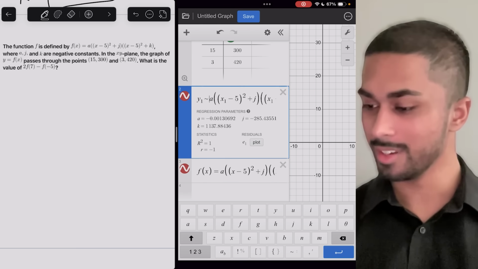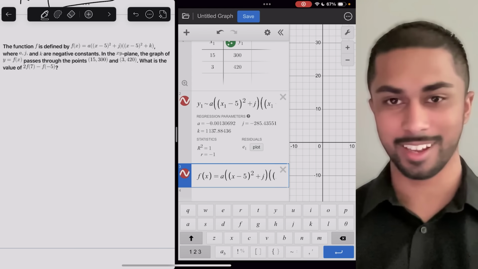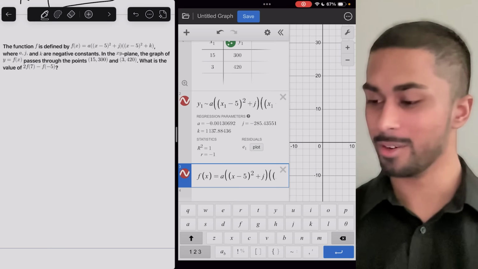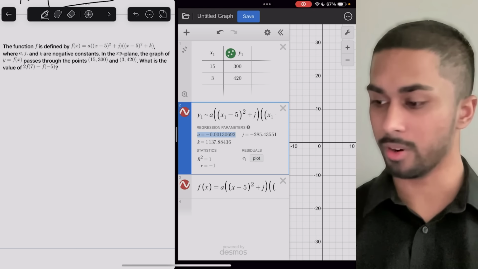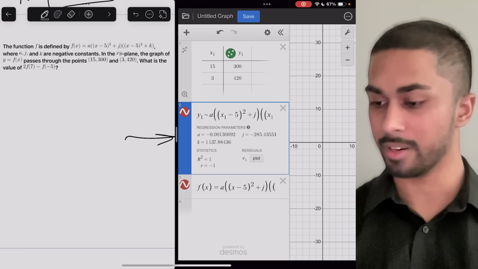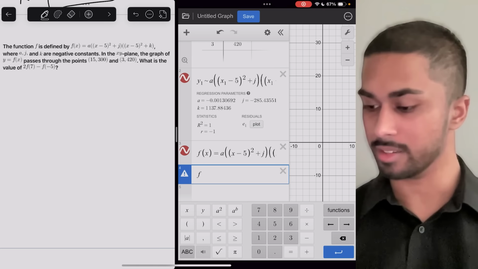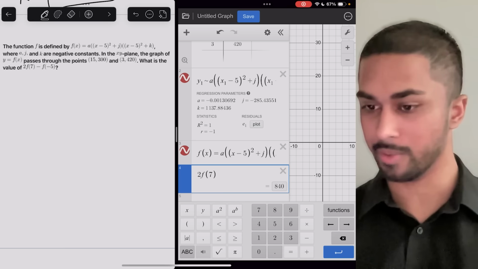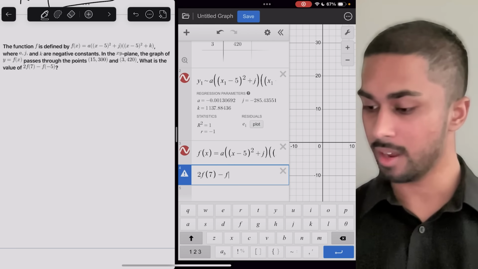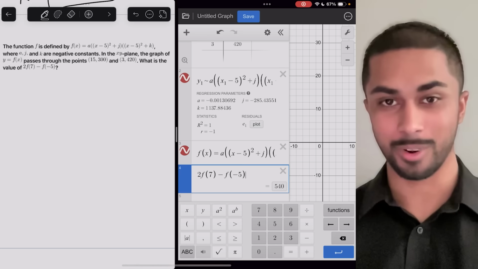Okay. So by saving this equation, by duplicating it, we don't need to type it out again. But all of these variables are now stored as whatever Desmos calculated them as right here. So we can actually find what f of 7 is. And we see that f of 7 is 420. And since we're looking for 2 times f of 7 minus f of negative 5, 540.